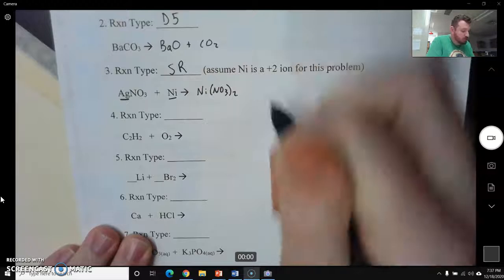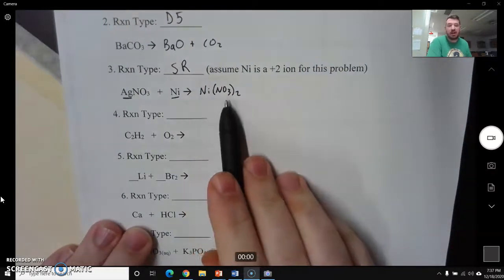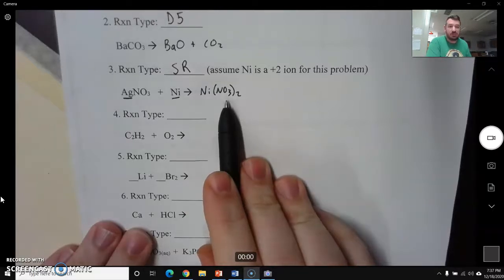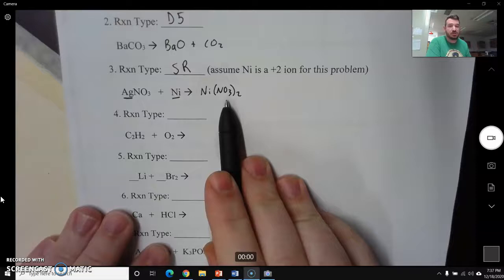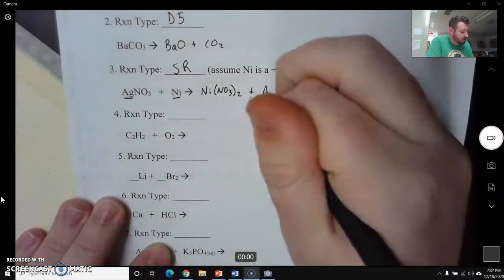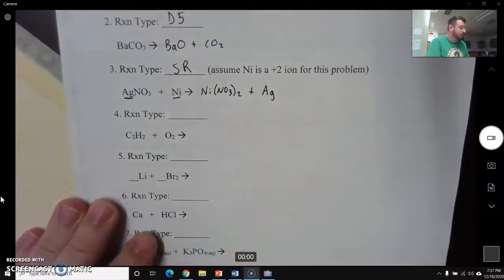NiNO3 2. If you did not understand how I made nickel nitrate, Ni(NO3)2, you need to watch a video on how to make ionic compounds. Okay, so you need to YouTube how to write ionic compounds and watch a couple videos. All right, and then in this reaction, silver was kicked out. All right, we're not done.